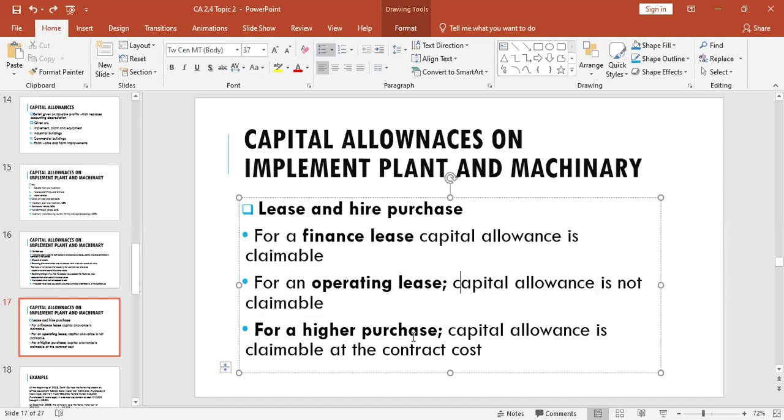Then for hire purchase, capital allowance is claimable at the contract cost. How much have we bought the assets for on hire purchase? That's what we recognize as the cost.